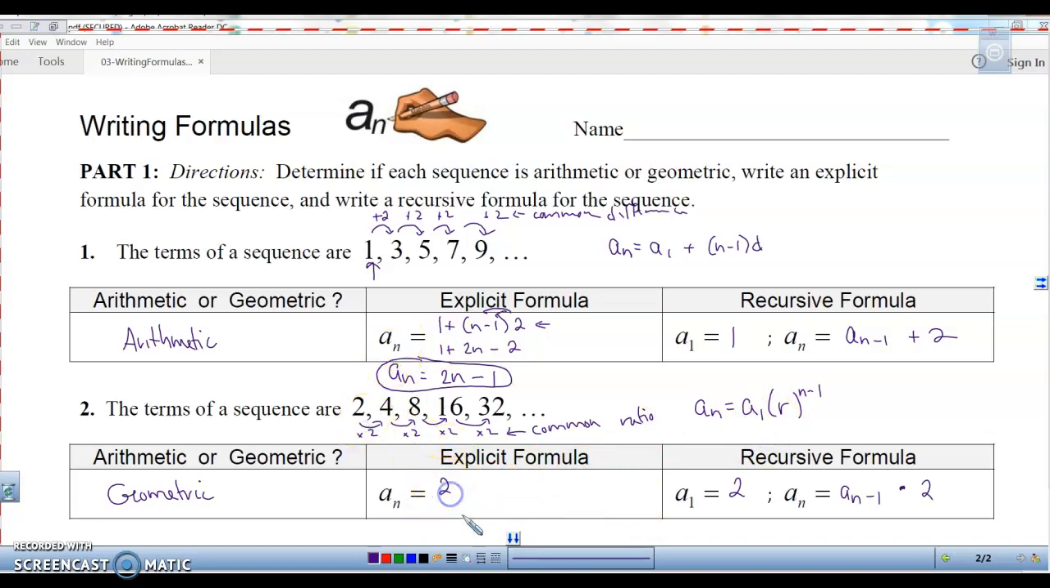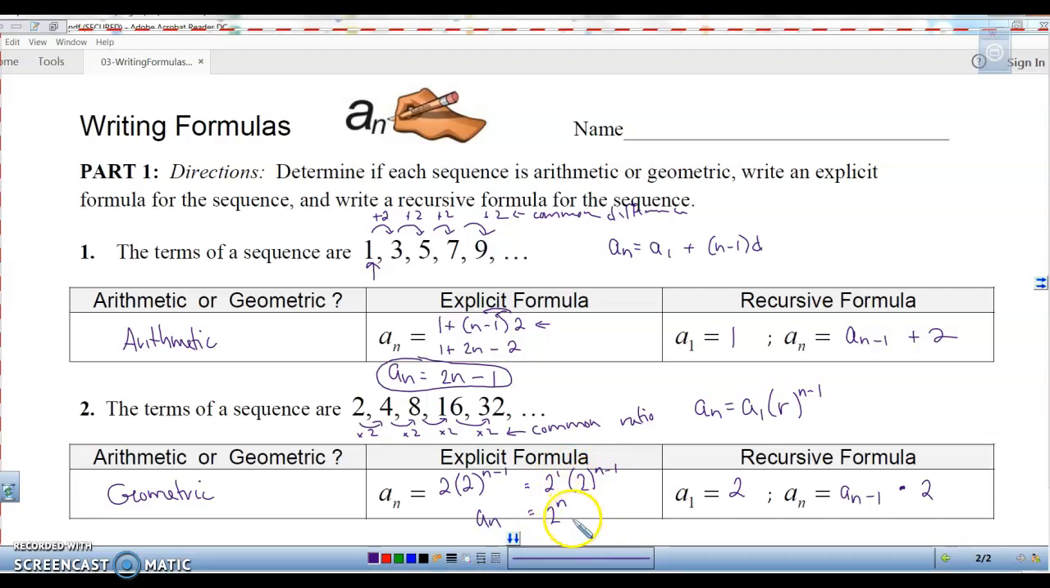So if I use the explicit formula for this one, what's my first term? It's going to be 2. Okay, what's my common ratio? It's also going to be 2, to the n minus 1. Now this is kind of awkward, 2 times 2 to the n minus 1. If you remember, this is really 2 to the 1 times 2 to the n minus 1. So if I multiply my bases, they're both 2, what do I do with the exponents? I'm going to add them. So this is actually going to be A of n is equal to 2 to the n, because 1 plus n minus 1 is just n.